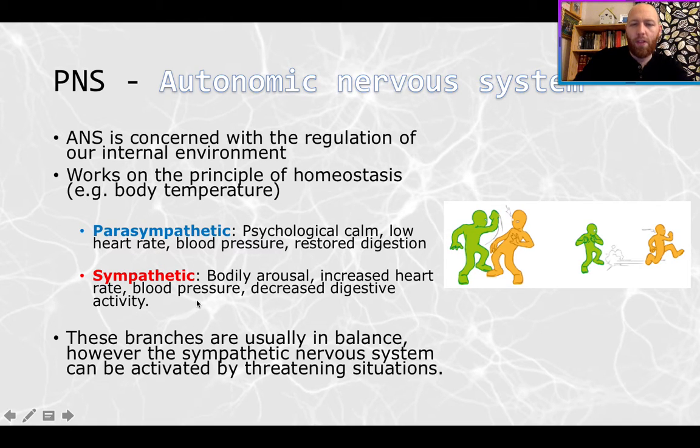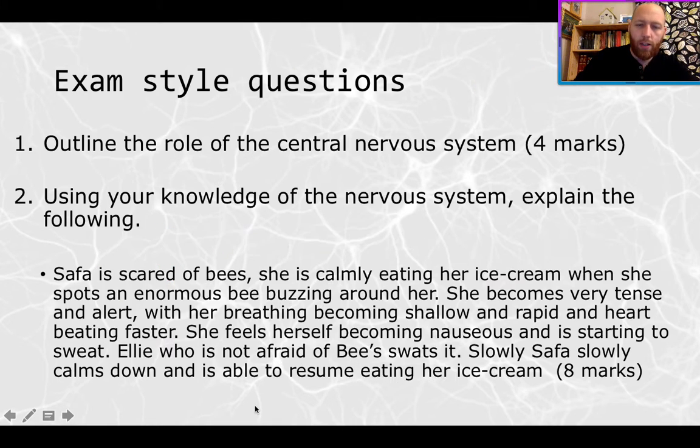And then the sympathetic is responsible for initiating our fight or flight response. These branches are normally in balance. One slightly goes up and the other goes down, and they're just balancing. However, a threatening situation can trigger the sympathetic nervous system to kick in and produce huge amounts of cortisol and adrenaline and so forth. So that is the nervous system. We looked at the central and the peripheral and some of the subdivisions within it.